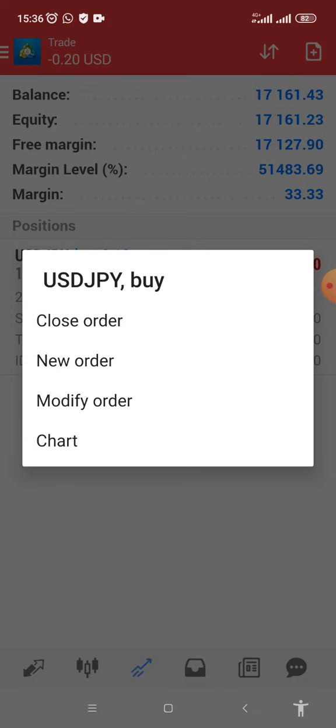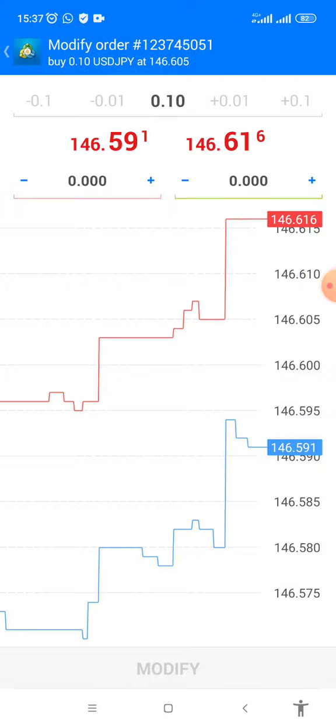So the pop-up here, you see close order. That is if you want to close the trade. You see new order. That is if you want to take a similar trade again. Then you see modify order. And then going back to the chart, the chart is the last one. So in this case, you want to modify the trade that you have taken by inputting the take profit. So you go to modify order.